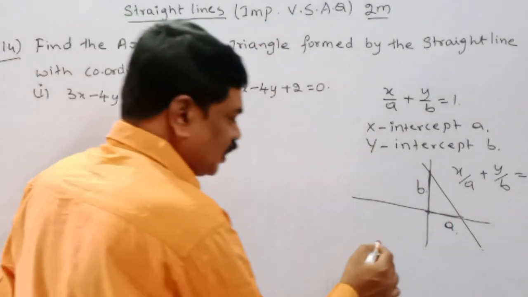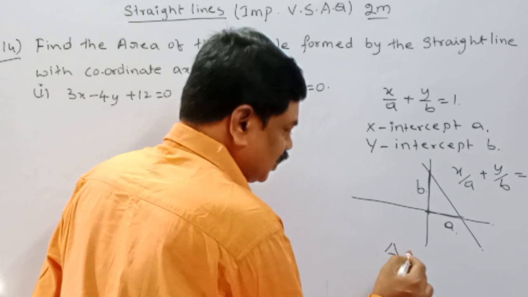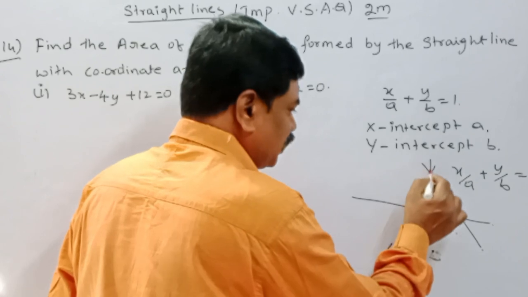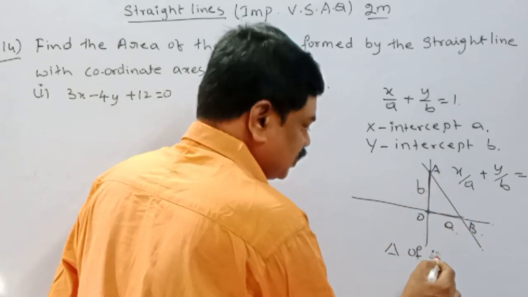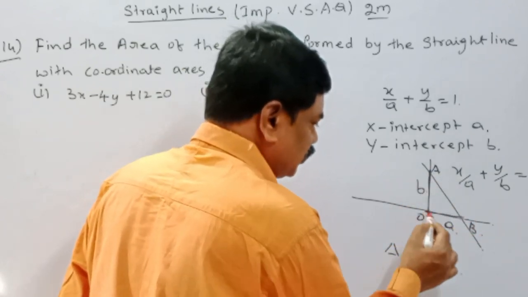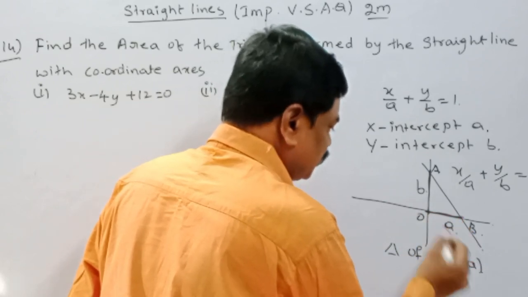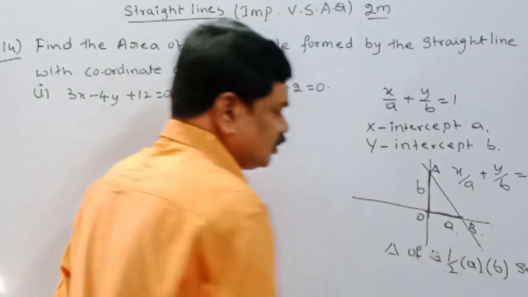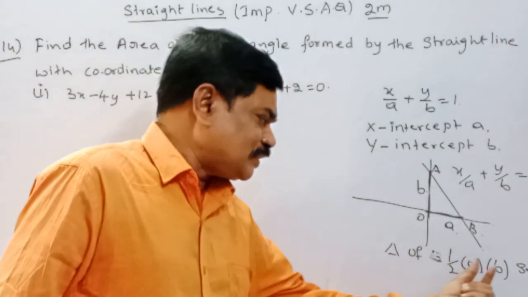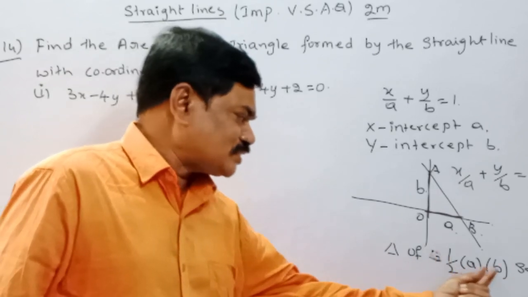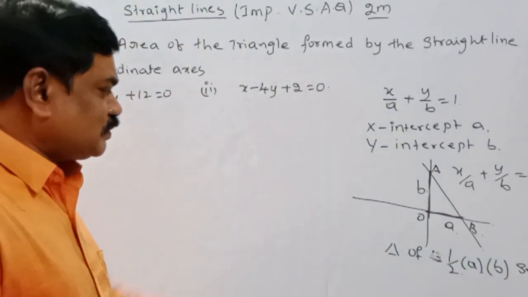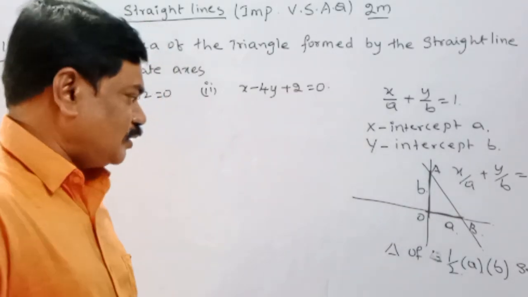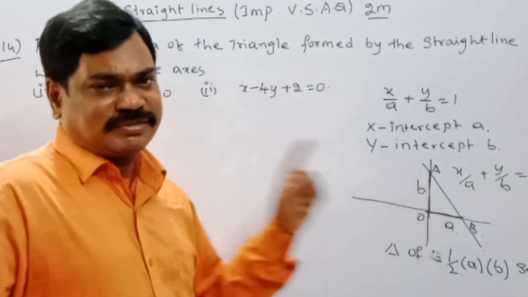Then what is the area of the triangle OAB? It is 1 by 2 into base a into height b square units. That is, 1 by 2 into x-intercept into y-intercept. This is the formula to find the area of a triangle with the coordinate axes.